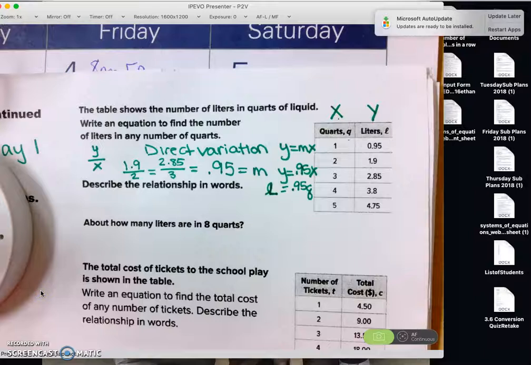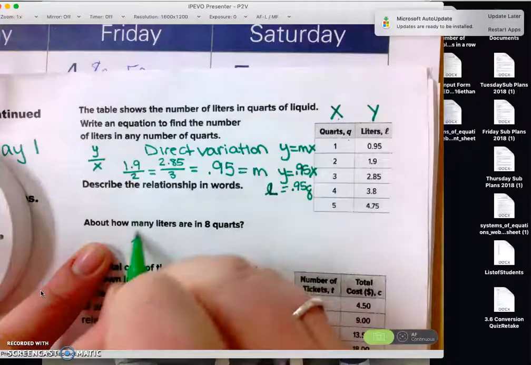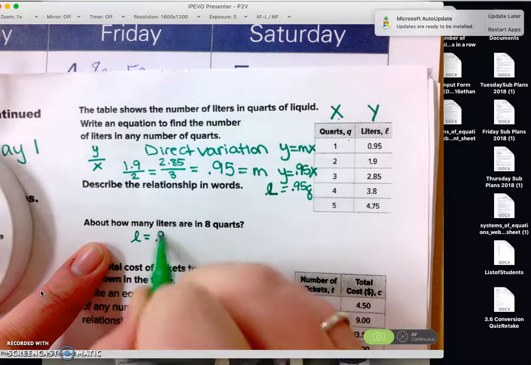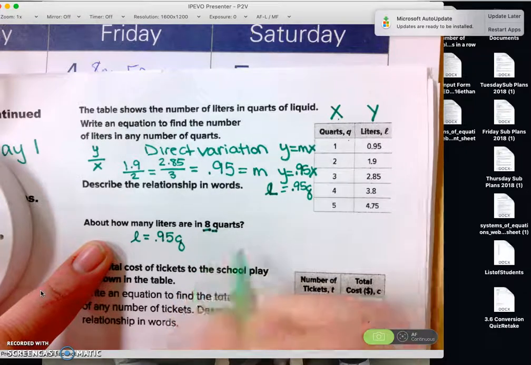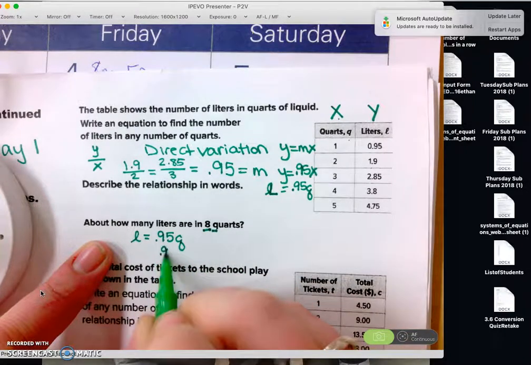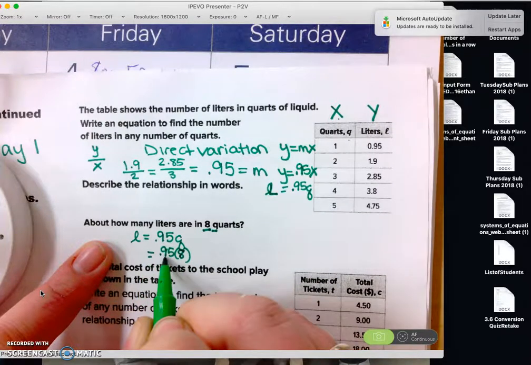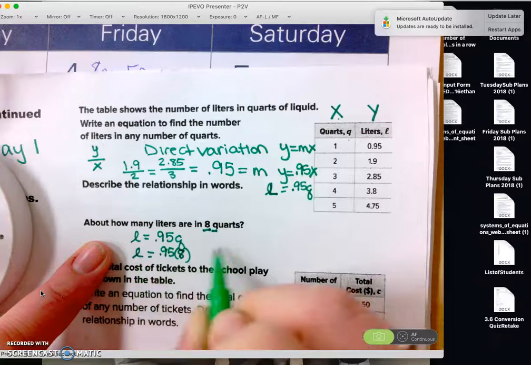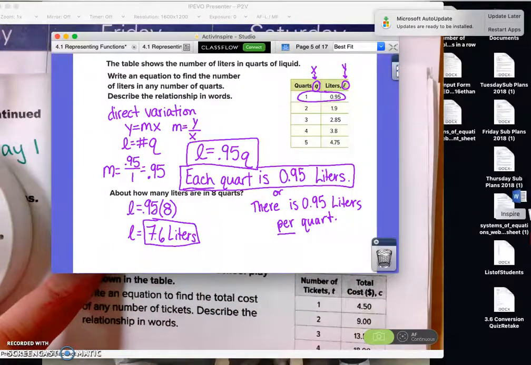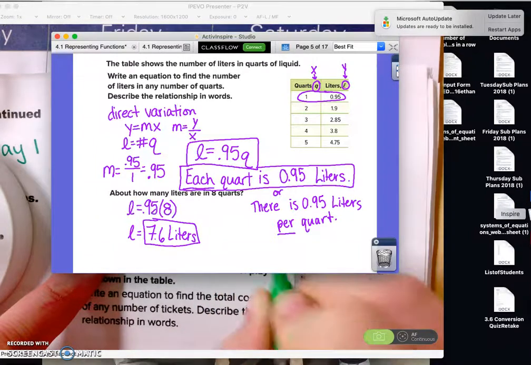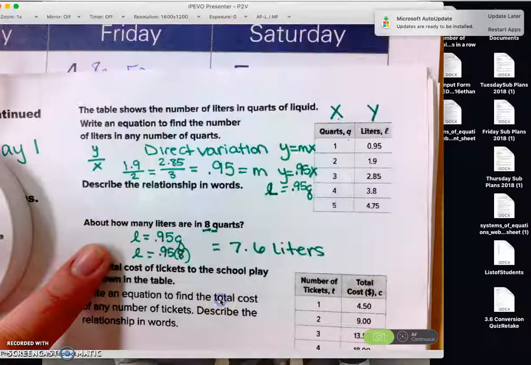Okay, and then about how many liters are in 8 quarts? I'm going to take this equation that I've written, and I'm asking how many are 8 quarts. So instead of this q, I'm going to put 8. 0.95 times 8, and that's going to equal 7.6, and I want to make sure to label it, so 7.6 liters.